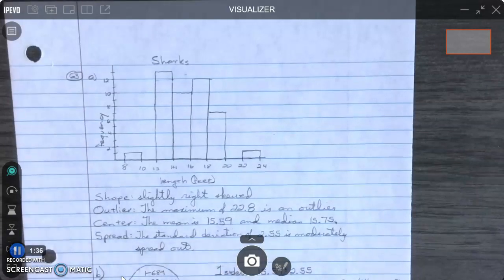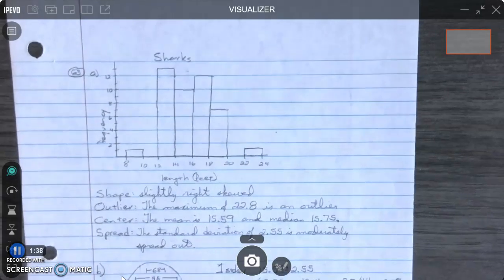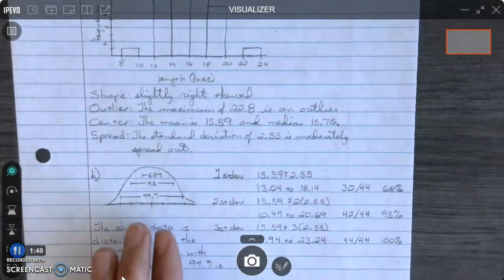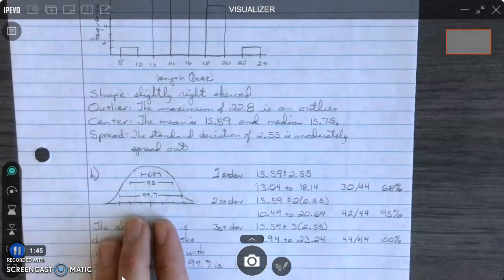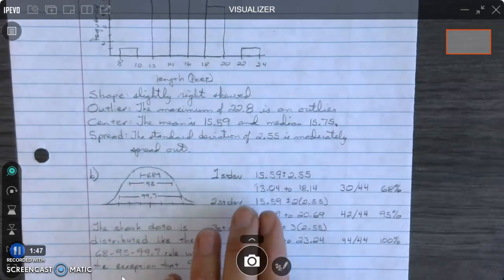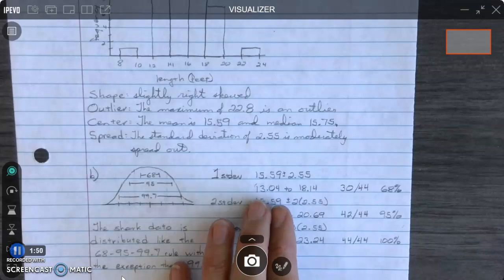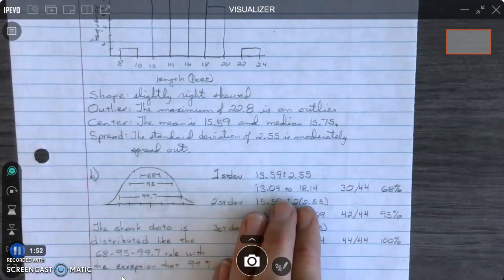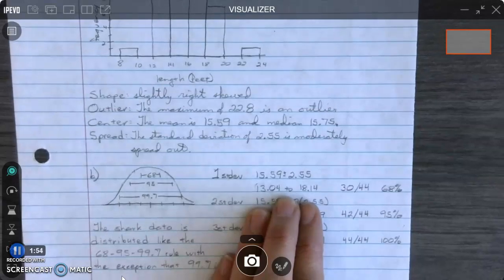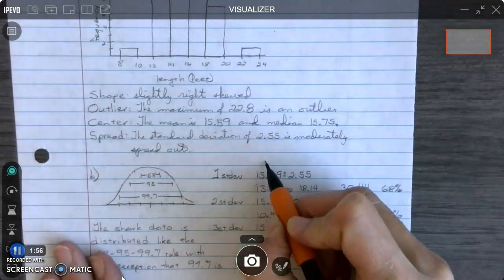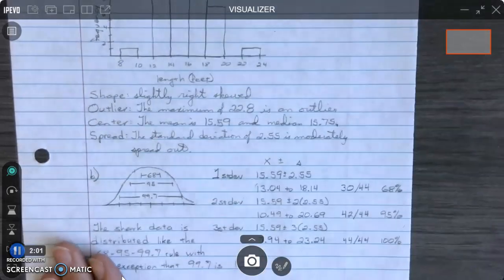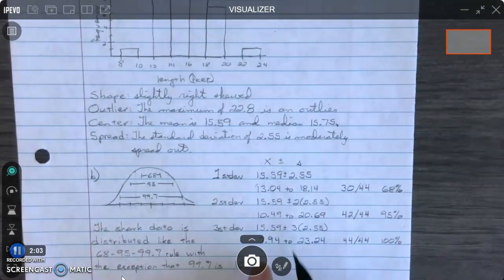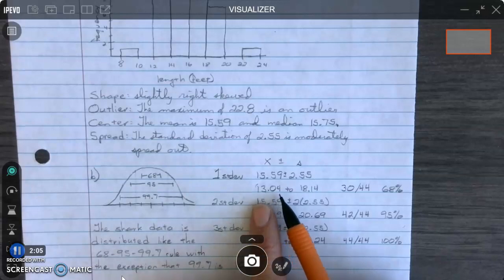So then I looked at letter B a little bit more. With letter B, I drew my bell curve and just kind of cleaned it up a little bit. Now here is where we left off in class. The book asks us to find the percent of the data that is within one standard deviation. So I took my mean, and I added and subtracted one standard deviation from that. And I came up with the values of 13.04 and 18.14.